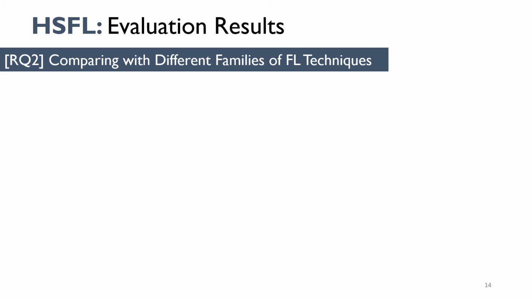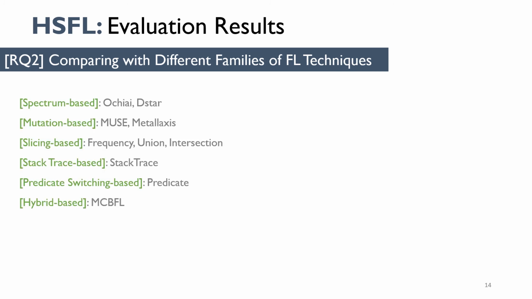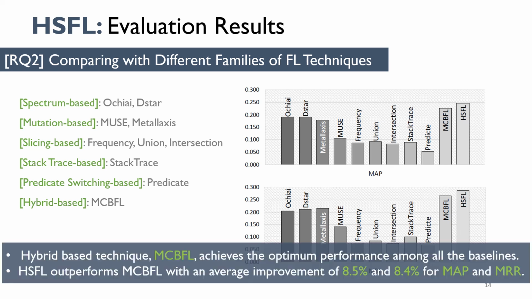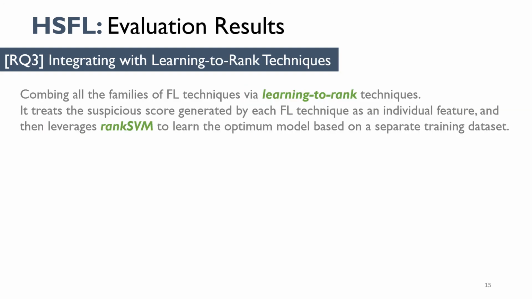As we all know, besides SBFL, there are many other families of fault localization techniques, such as mutation-based, slicing-based, and so on. In this RQ, we compare HSFL with these techniques. Here we show the results in terms of MAP and MRR. Such results indicate that the hybrid technique can achieve the optimal performance among all the baselines, and HSFL can outperform the hybrid techniques in terms of both MAP and MRR.